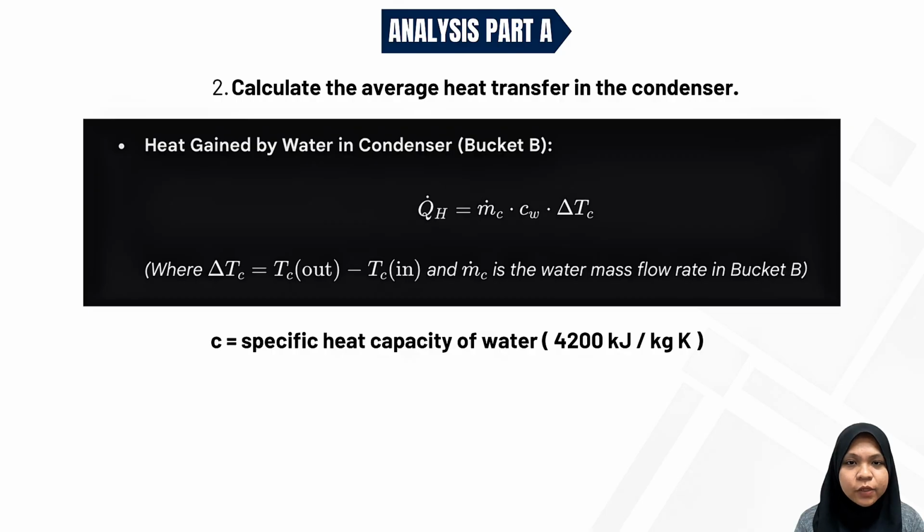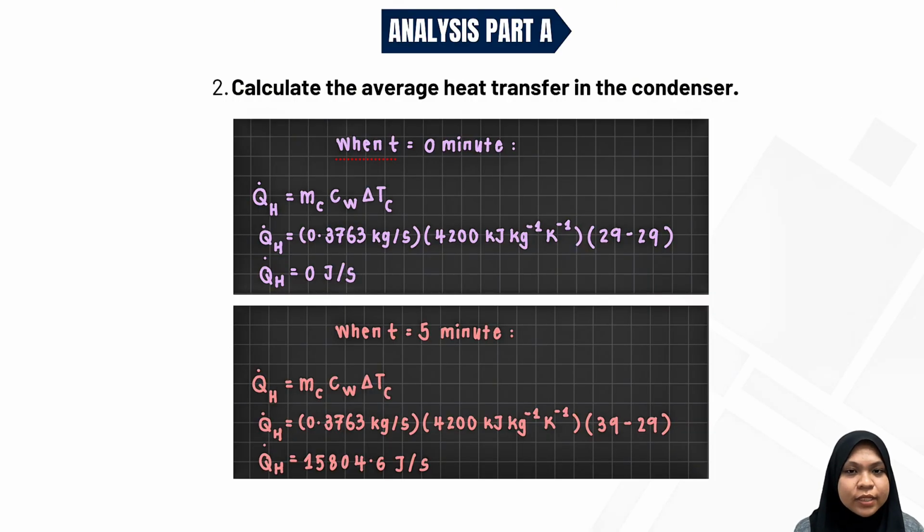Number 2, we calculate the average heat transfer in the condenser. Heat gained by water in the condenser for bucket B: QH equals water mass flow rate times specific heat capacity times delta TC. Delta TC is equal to TC out minus TC in. When t equals 0 minutes, we get QH equals 0 joule per second.